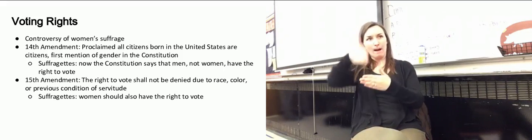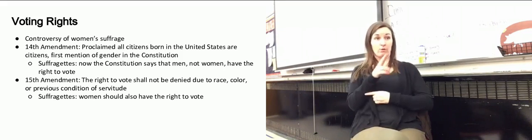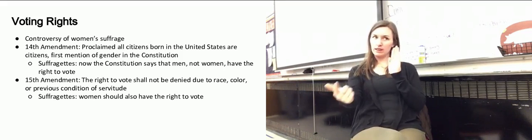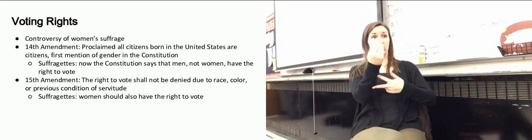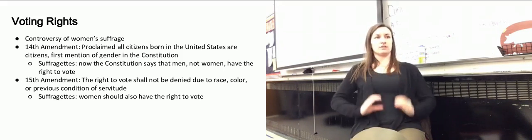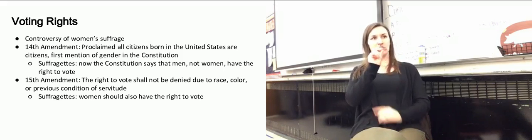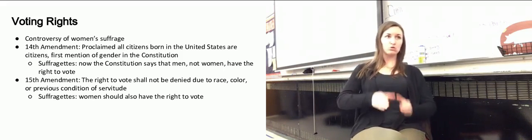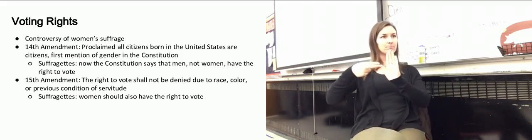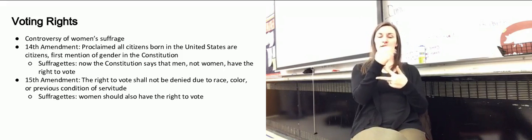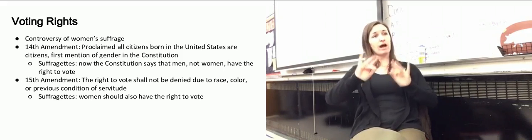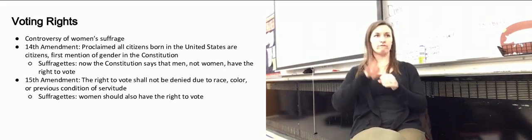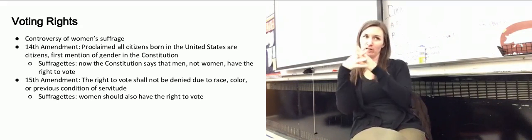Slavery is now illegal in the United States. The 14th Amendment is going to be citizenship. So you can either highlight citizens or also just write down the word citizenship. And in the 15th Amendment, highlight the right to vote, at least for African Americans.